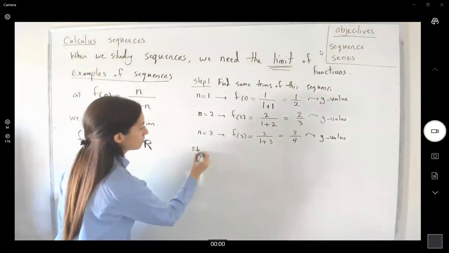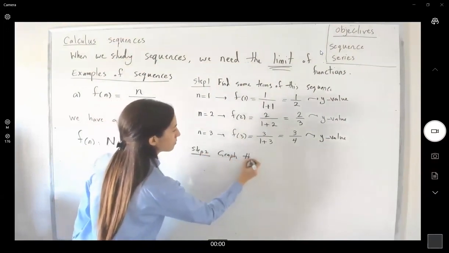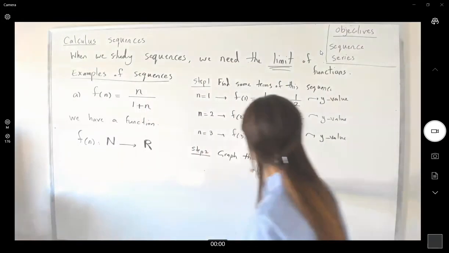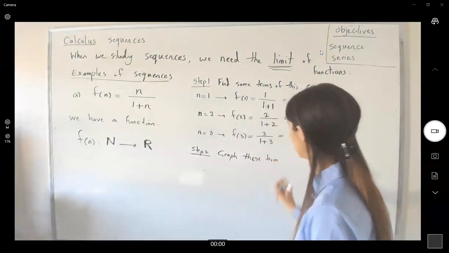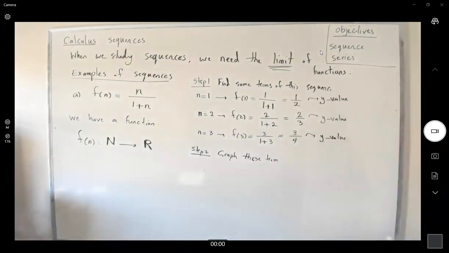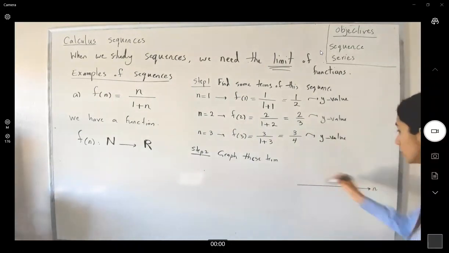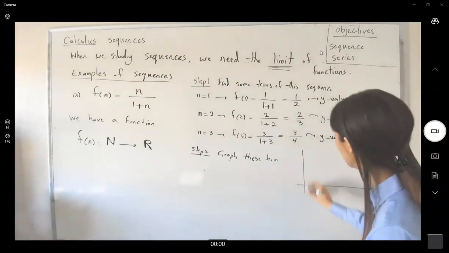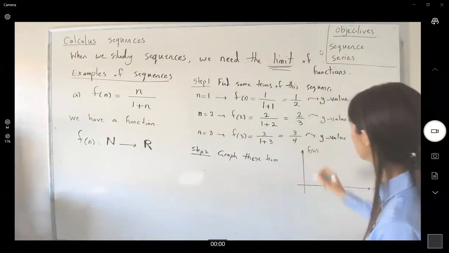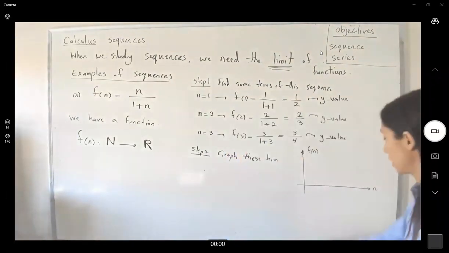Step 2, graph this. Graph these terms to understand the general behavior of your sequence. Okay, here you have your n on the horizontal axis, instead of x, and on the vertical axis, you have f of n. Well, okay, here you have n equals 1. Our y value is a half.